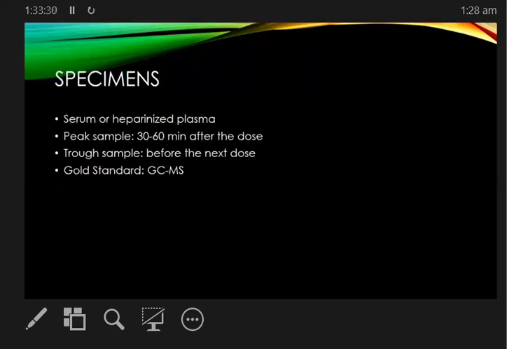In addition to that, we also have the different specimens. For toxicology and TDM, we prefer serum or heparinized plasma.